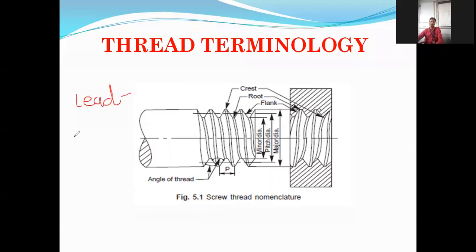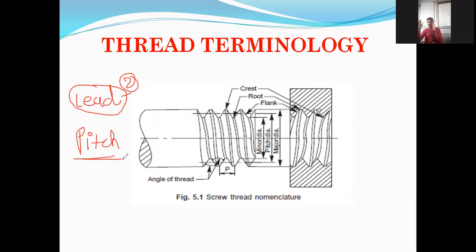Distance between two consecutive similar points is called a pitch. And once we rotate a nut or bolt through one complete rotation, the distance advanced by the nut or bolt is called a lead. Very good, thank you. So lead and pitch we have seen. Pitch is the distance between two points, but how should those two points be? Similar and consecutive. Very simple.